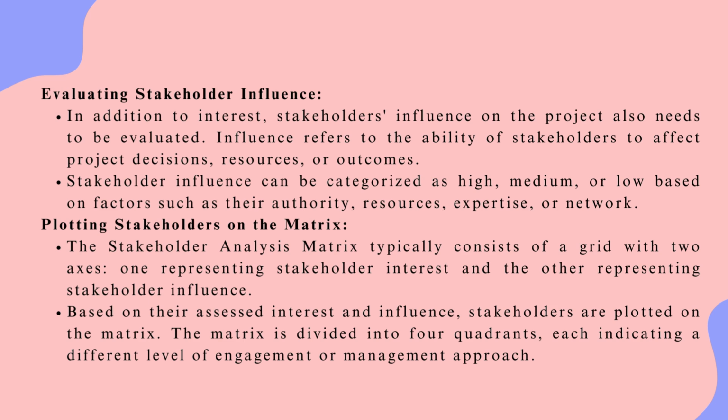Fourth is plotting stakeholders on the matrix. The stakeholder analysis matrix typically consists of a grid with two axes, one representing stakeholder interest and the other representing stakeholder influence. Based on their assessed interest and influence, stakeholders are plotted on the matrix. The matrix is divided into 4 quadrants, each indicating a different level of engagement or management approach.